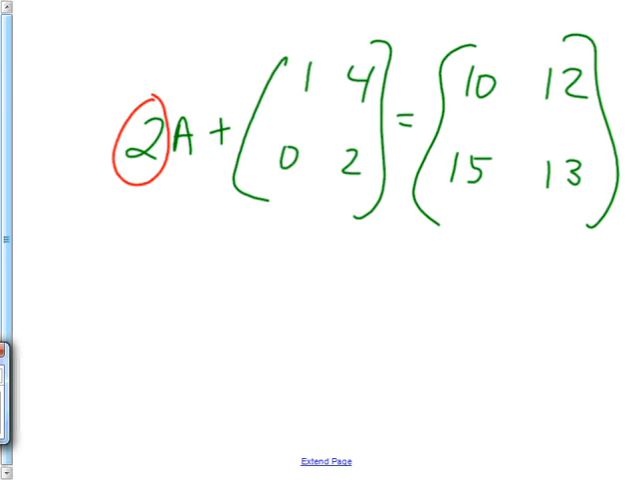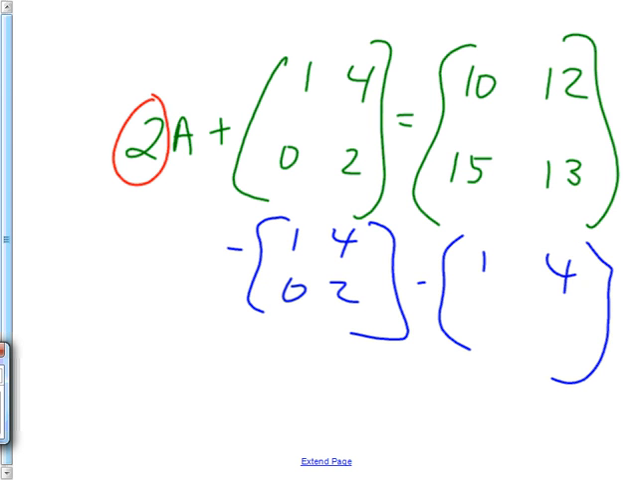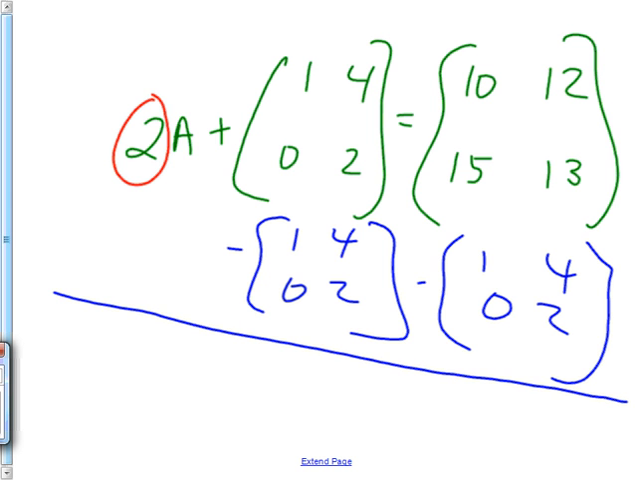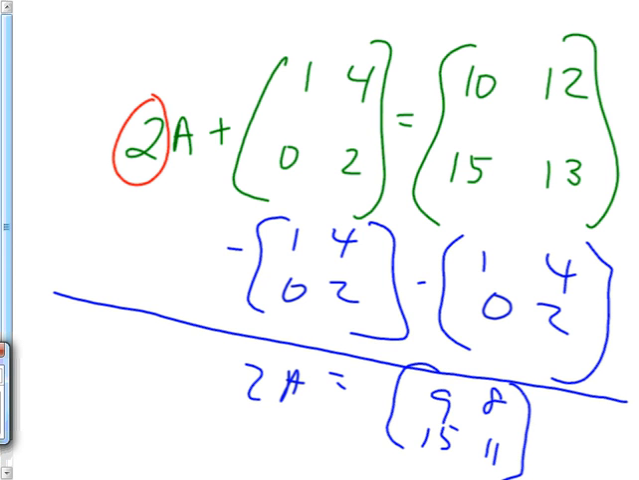Miss Smith, could you tell me how I start? Yes. Which would be? 1402. And what did you get when you did that? I got 9, 8, 15, and 11. I agree. Then take it from there. In the back row, how do you get rid of that too?